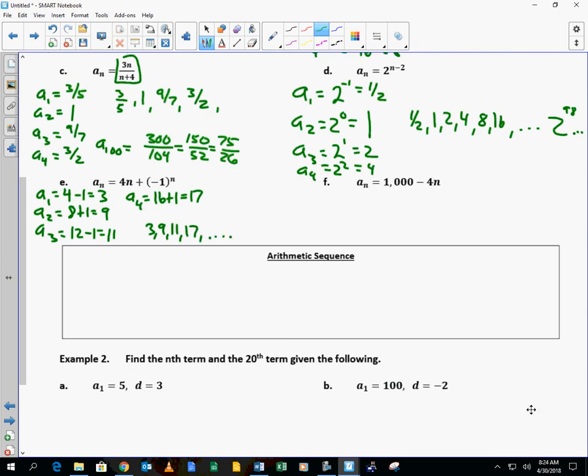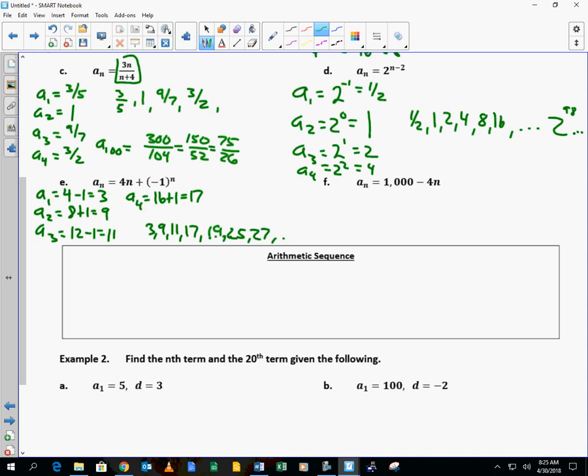I got 3, 9, 11, and 17. You see that? Can you predict what the next one's going to be? Looks like it goes up 6, then up 2. Then it goes up 6, then it'll go up 2, so 19.